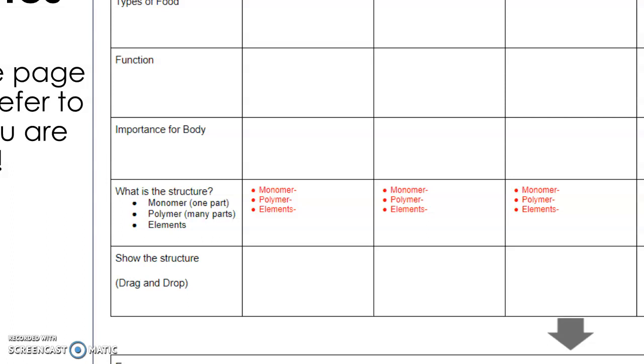So here is an example of what your notes page will look like. It is a chart, and you will fill out the cloud assignment that goes with it.